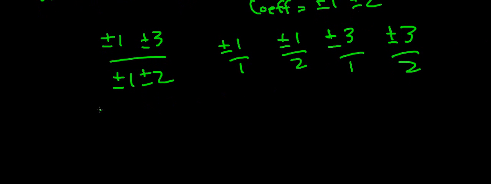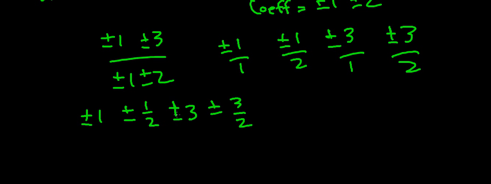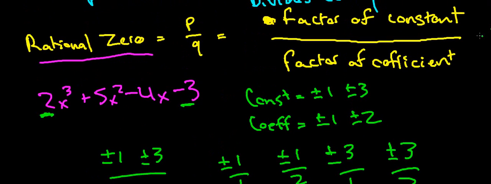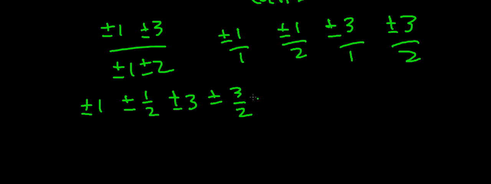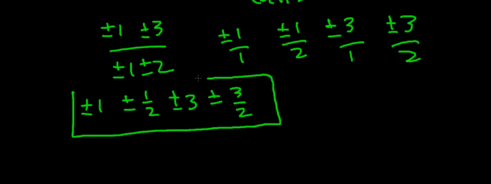So the zeros to test are plus and minus 1, plus and minus 1/2, plus and minus 3, and plus and minus 3 over 2. We have to test each one of these independently. These are all the possibilities of p over q, a factor of the constant and a factor of the coefficient. We don't know which one of these it is, but it has to be one of these if there is a zero, or more than one. All the zeros have to be in this pool of numbers.